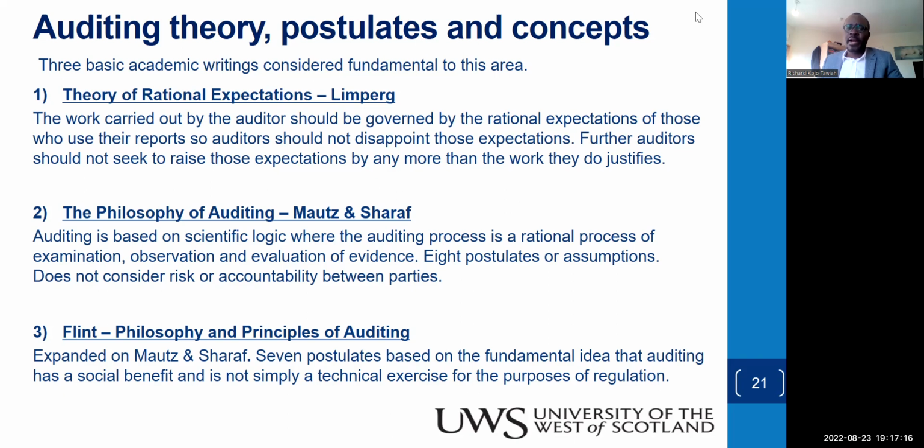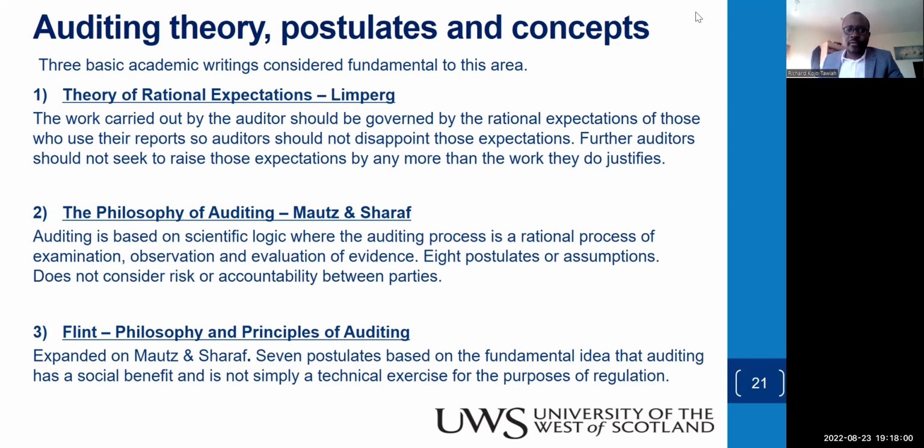He says that the work carried out by the auditor should be governed by the rational expectations of those who use their reports. So auditors, don't disappoint our expectations. We expect you to find ABC. Are you doing ABC, okay? Furthermore, auditors should not seek to raise those expectations by any work other than what they can do justifiably. Don't mislead the public by trying to think that you can do extra and become a fraud examiner. No, that's not your realm. That's not your field. Do what you have been mandated to do. That is where the expectation gap comes in, where the public expects you to do A, but they find out that you've done B minus. So they think you're not doing the right thing, okay?